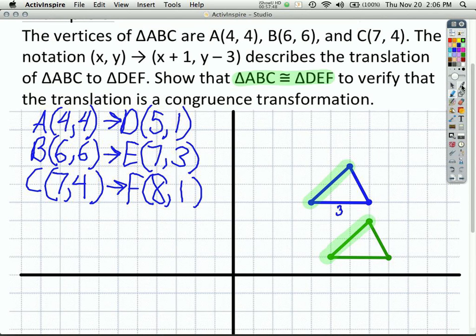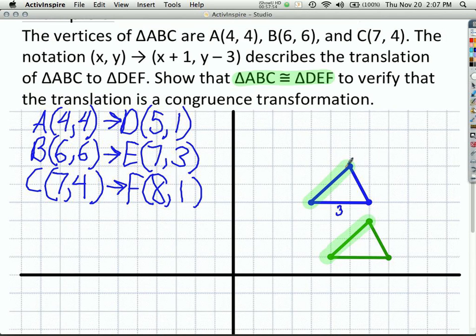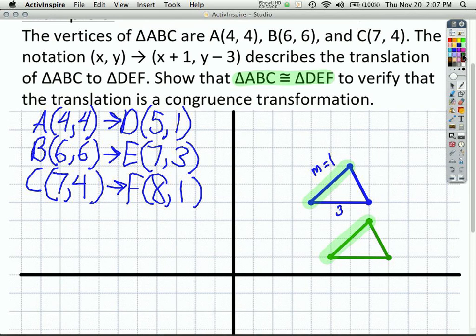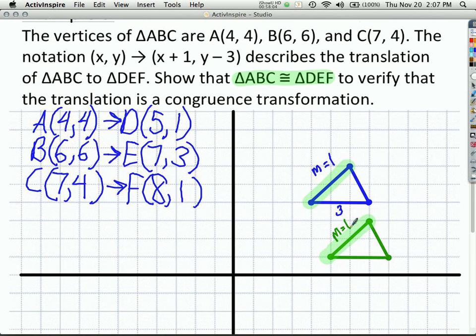Okay, so the slope of this one is 1. Let's see, rise 2 over 2. Yeah, so the slope of this one is 1, and the slope of this one is the same. So what did he just prove? What did he just prove? Come on.